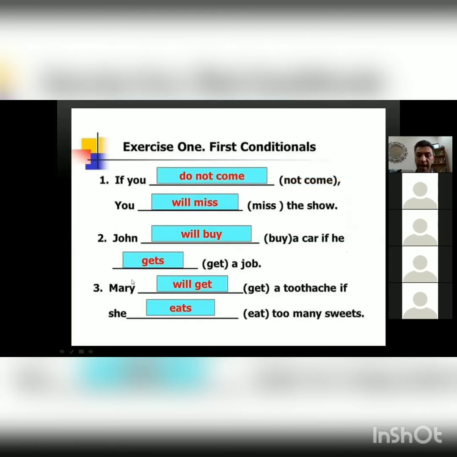Mary will get a toothache. That is the same case, because if has not come at the beginning, it is in the middle. Look at that. Mary, so future simple should come first. Mary will get a toothache if she eats, that is present simple, too many sweets. Okay.